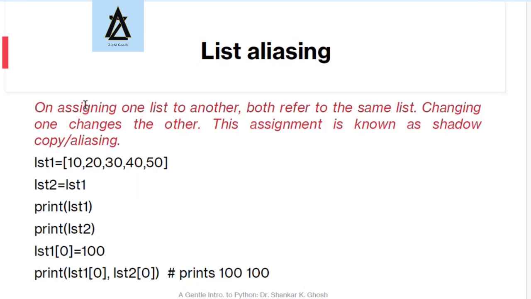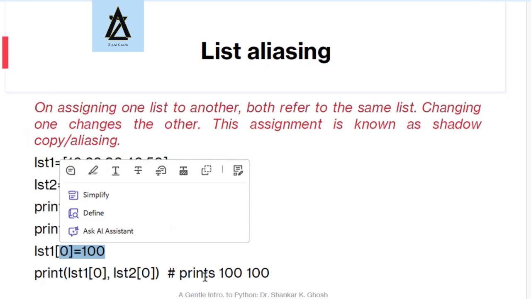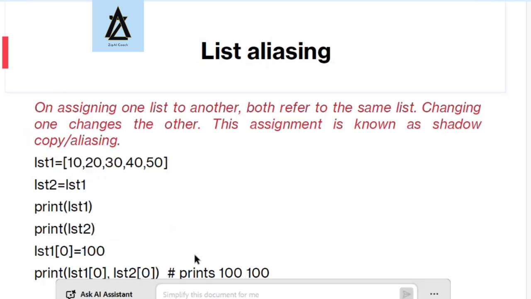Then list aliasing. On assigning one list to another, both refer to the same list. Changing one changes the other. This assignment is known as shallow copy or aliasing. For example, here first we have defined list one, then we assigned list one to list two. Then we print both of them. We see that both of them print the same. Then if you change one list, you will see the other one is also changed.